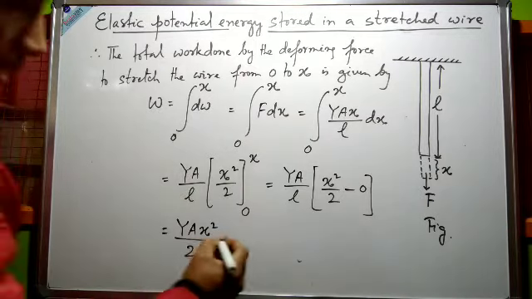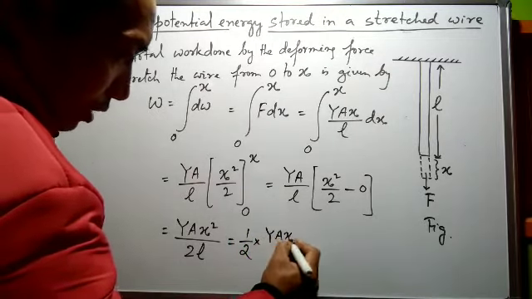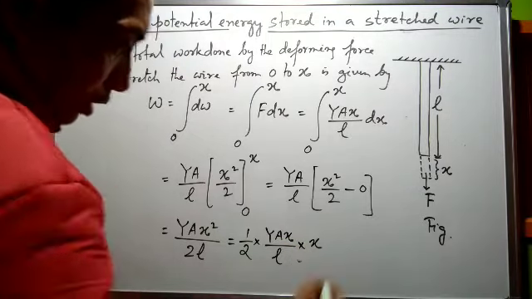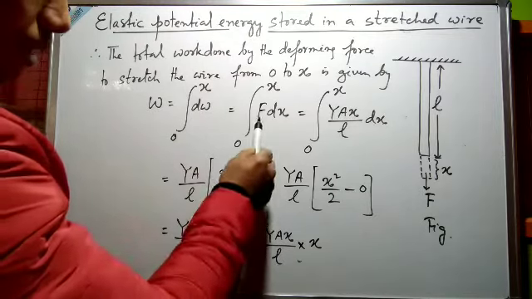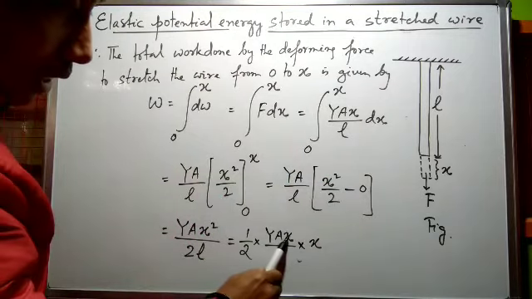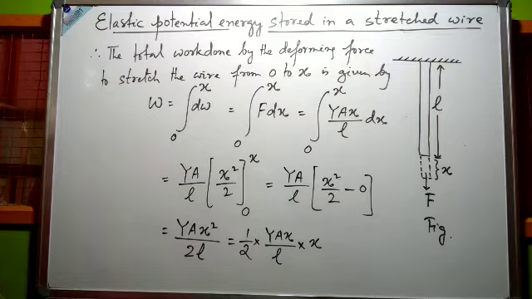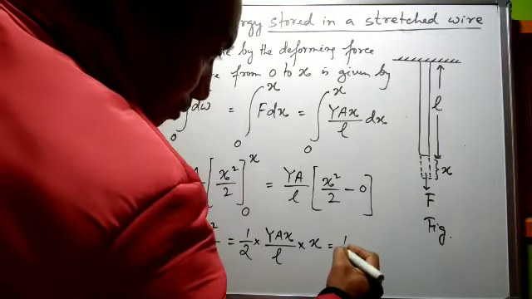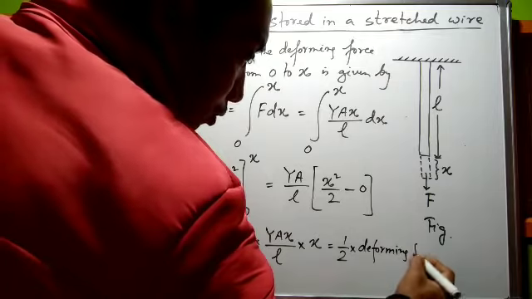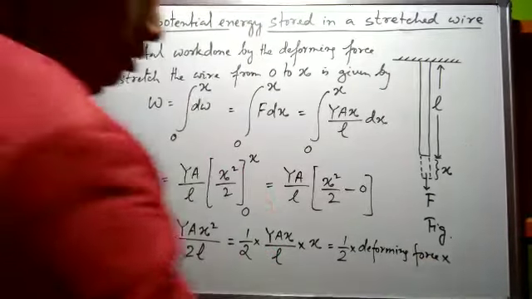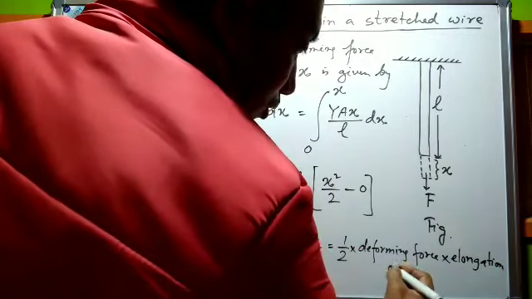This can be written as half into Y A x divided by L into x. Here Y A x by L is the given deforming force F, from equation number 1, and x is the elongation of the wire, or the increase in the length of the wire. So we may write this as half into deforming force into elongation of the wire.